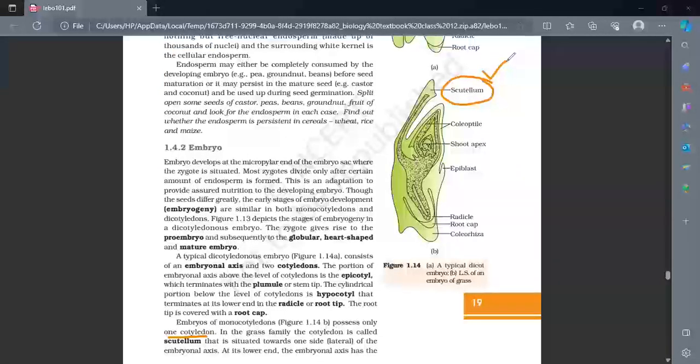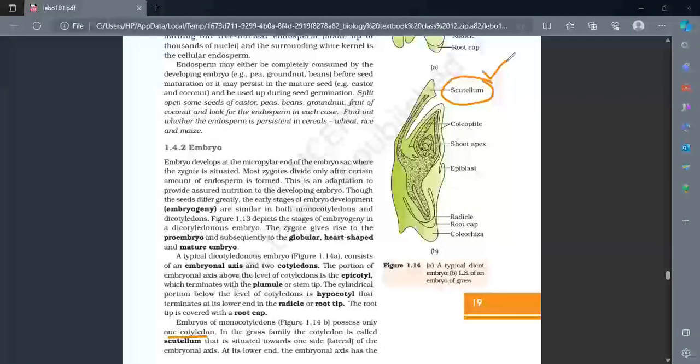If somebody asks you whether the embryo of the monocot and dicot are very different, we say yes. In the initial stages of embryogeny, when the heart-shaped structure and globular structure are there, they're all similar. Later on, it becomes a bit different. The cotyledons are 2 in number in dicots, and 1 in number in the monocot.